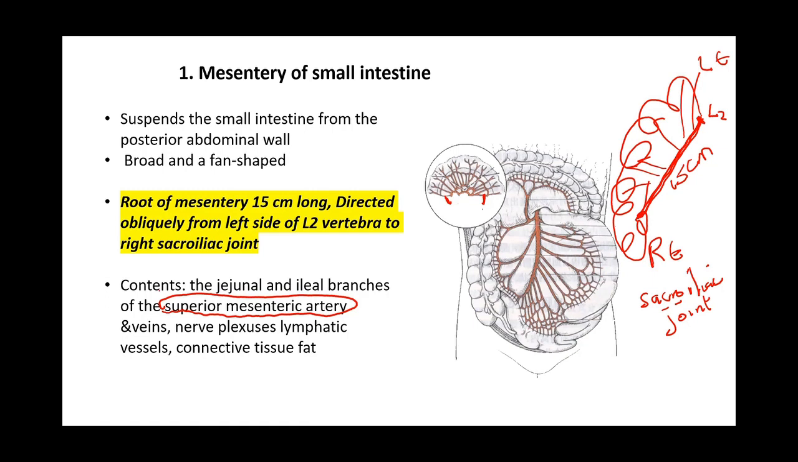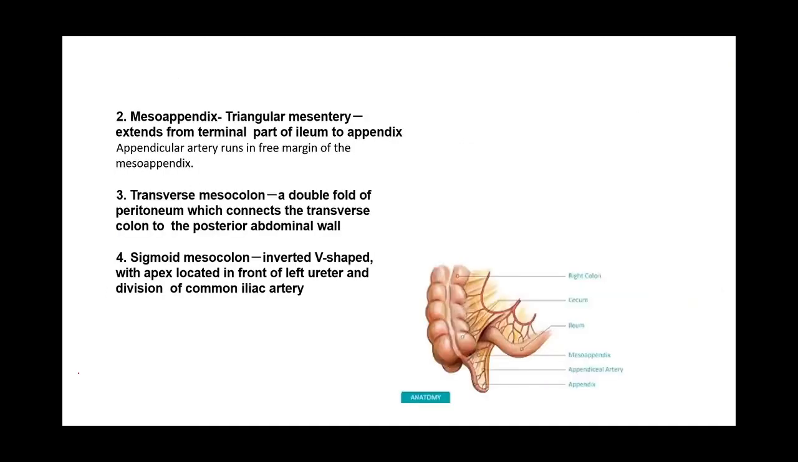So it contains the superior mesenteric arteries and veins, nerve plexus, lymphatic vessels, and connective tissue fat. So that is about the mesentery of the small intestine. The mesoappendix is a triangular mesentery that extends from the terminal part of the ileum to the appendix.